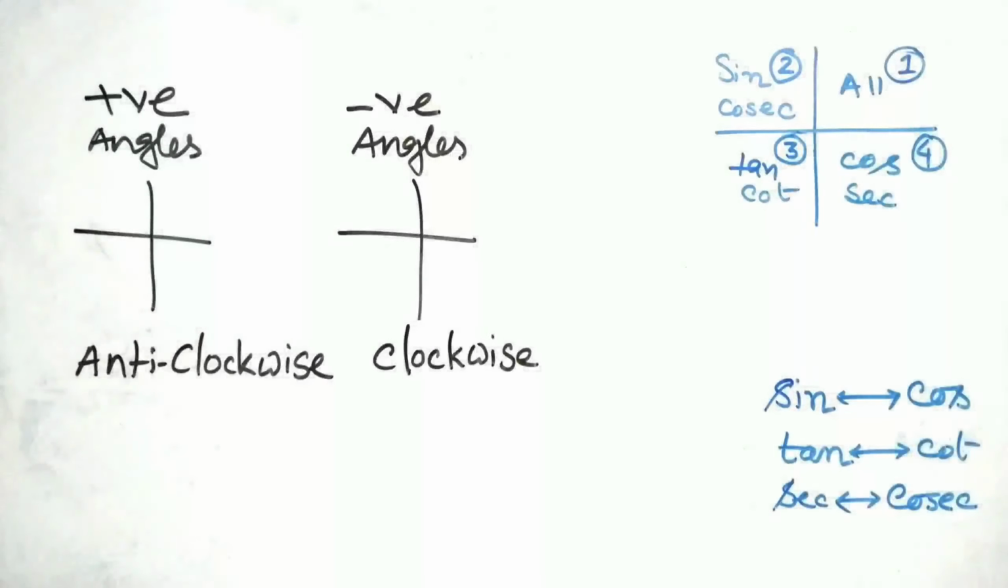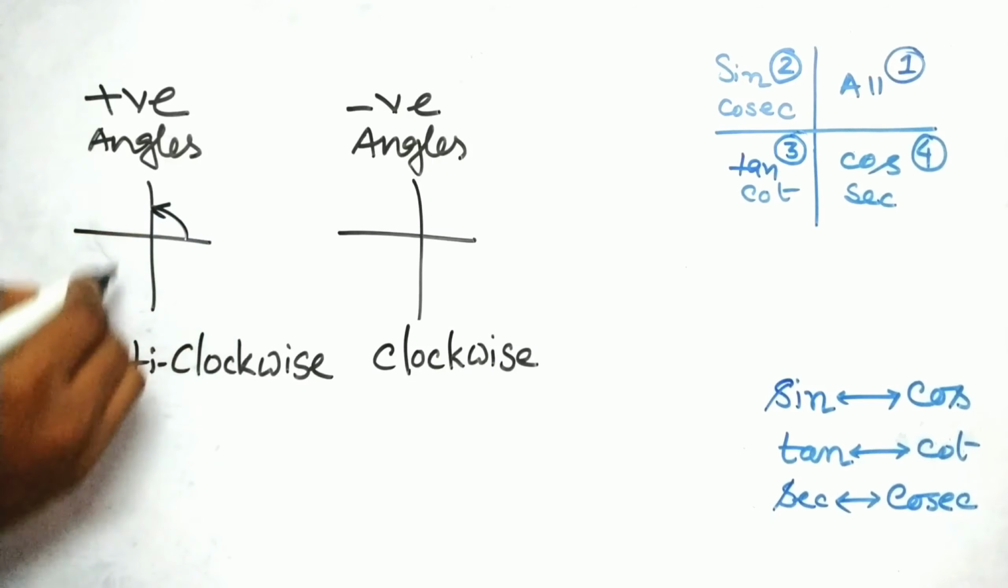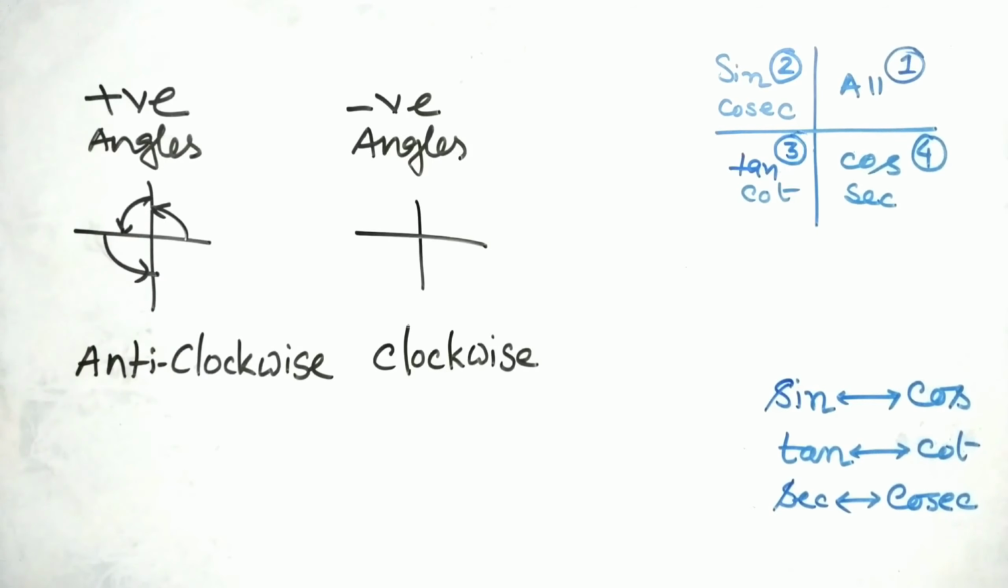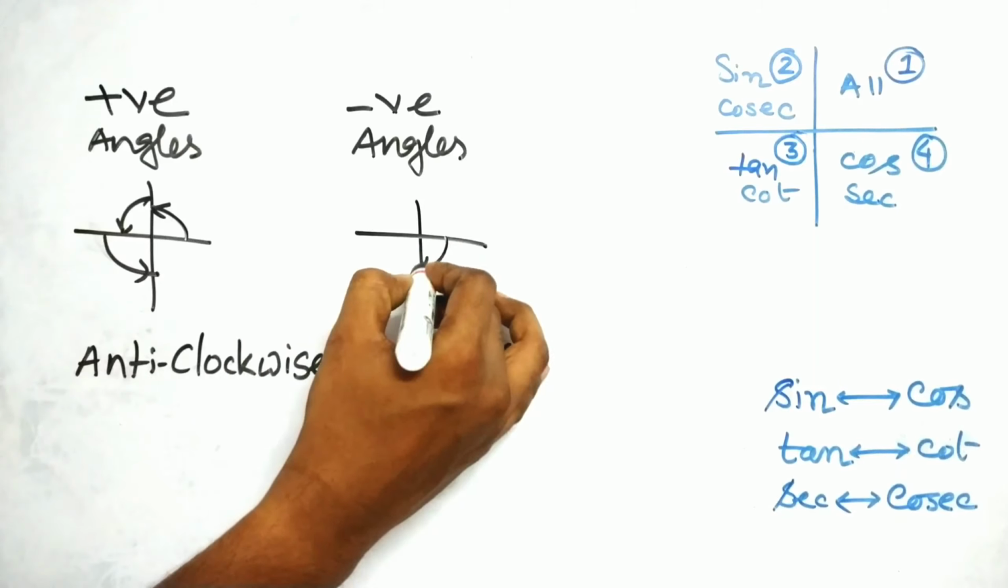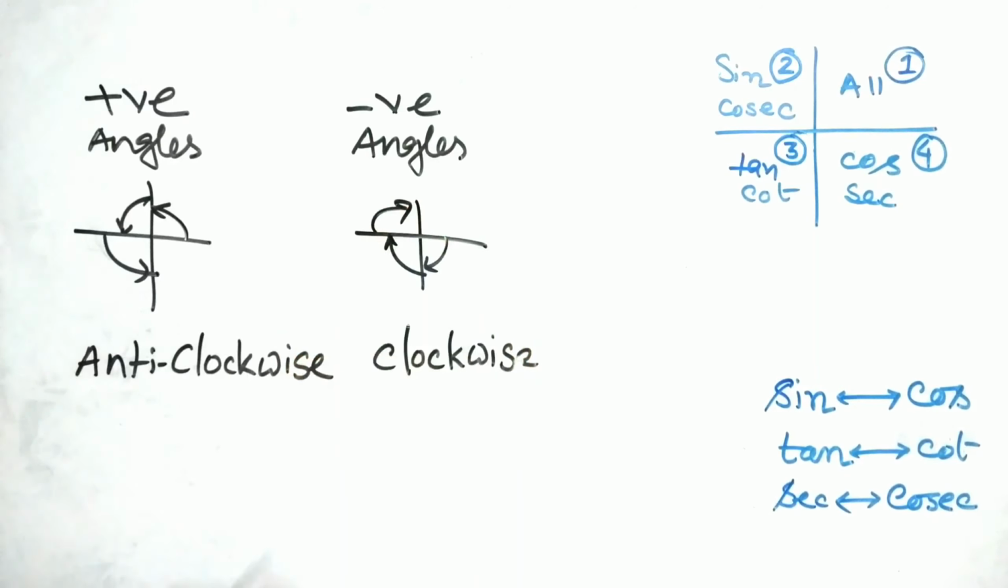So students, for your information, I must tell you that to check in which quadrant the angle is, for the positive angles we have to count anti-clockwise. Now to check in which quadrant the negative angle is, we have to start counting clockwise.